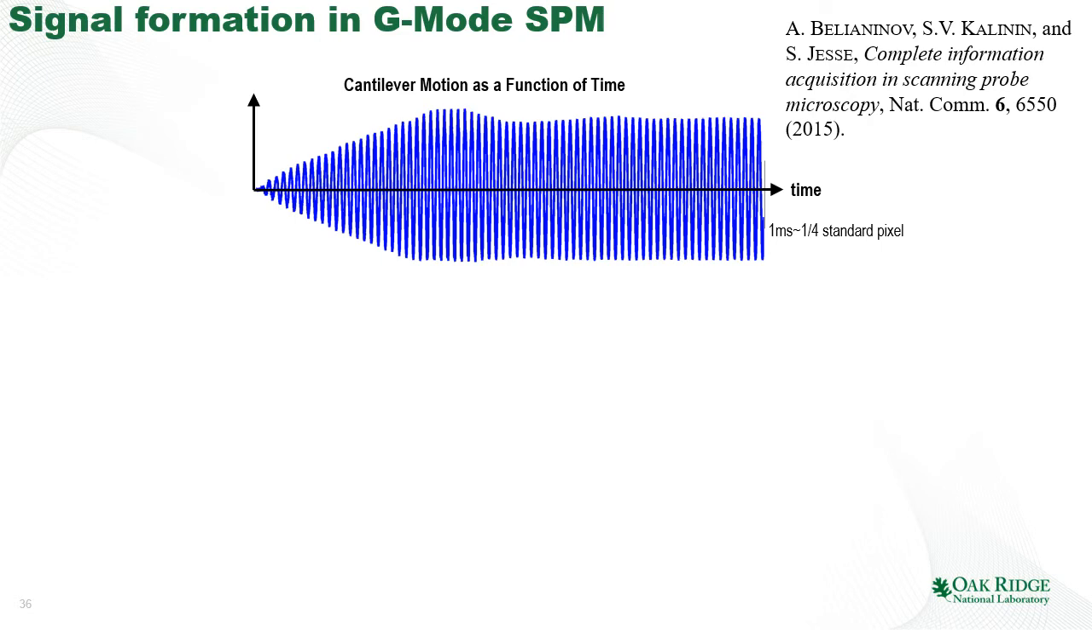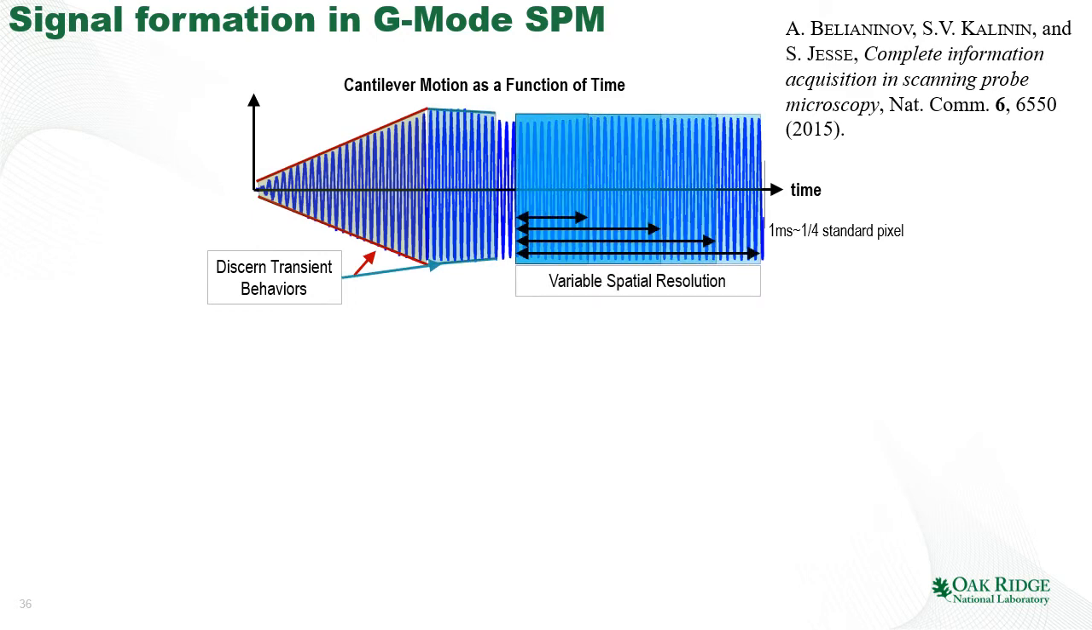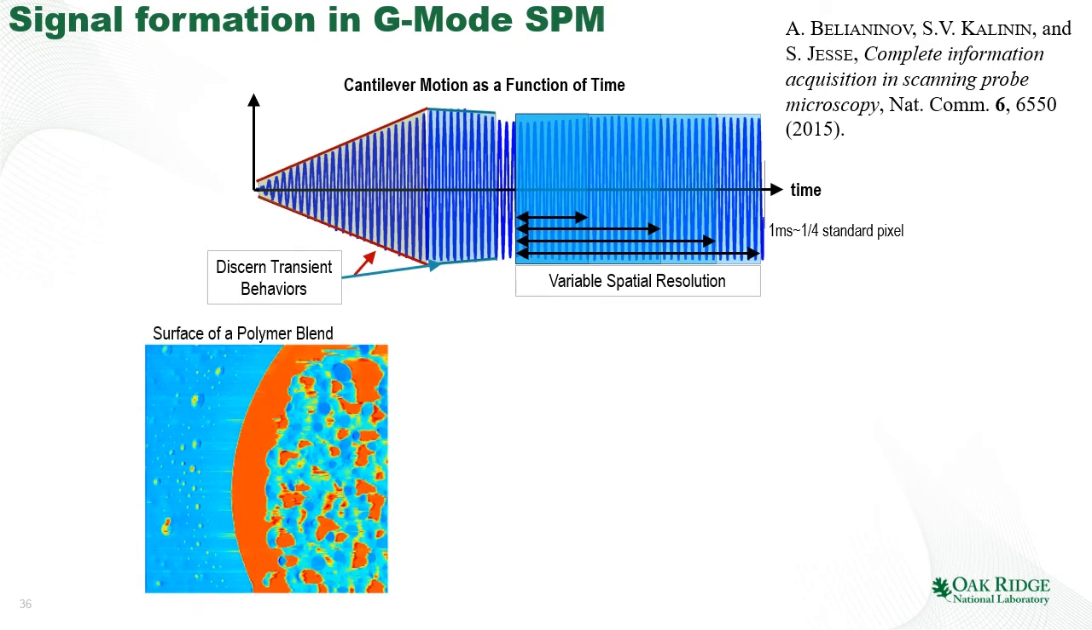So let's look at an example. Imagine that we have a cantilever which starts to interact with the surface. The cantilever never responds to the surface instantly. So first we have some transient behavior, and then this interaction becomes stationary. The important thing is that if we detect the full signal, we get a lot of options that we can never get with the lock-in.